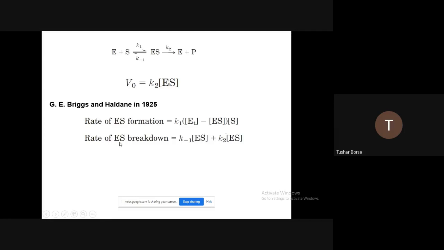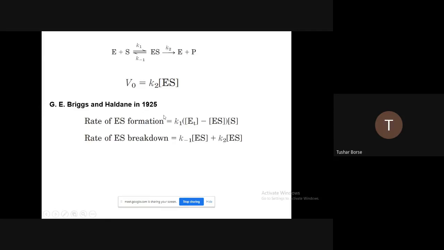Now next, rate of ES breakdown. Here the breakdown of the ES, as I told you, could be either in the forward direction or in the backward direction. So the rate of breakdown depends upon these two rate constants, that is K2 and K minus 1. You have to consider both these ways, so it can be put like this: rate of ES breakdown is equal to K minus 1 into, obviously it will depend upon the concentration of ES, plus K2 into ES, because it is dependent on both these factors.